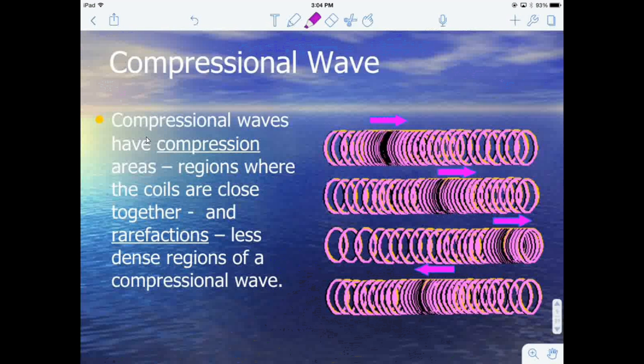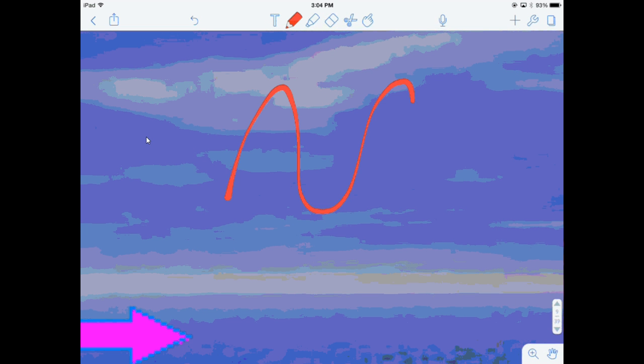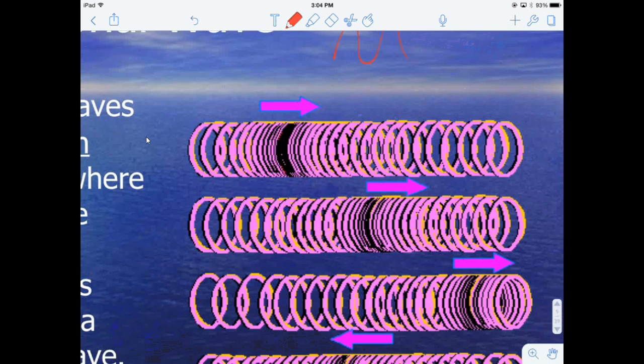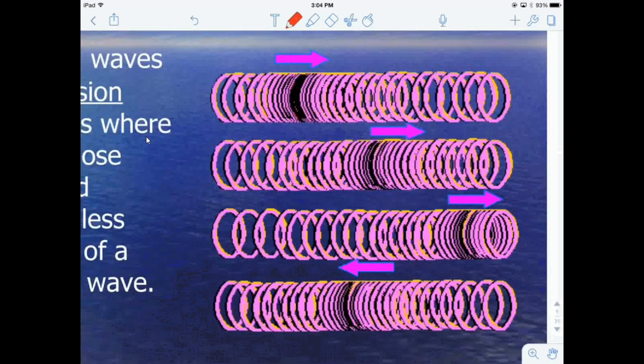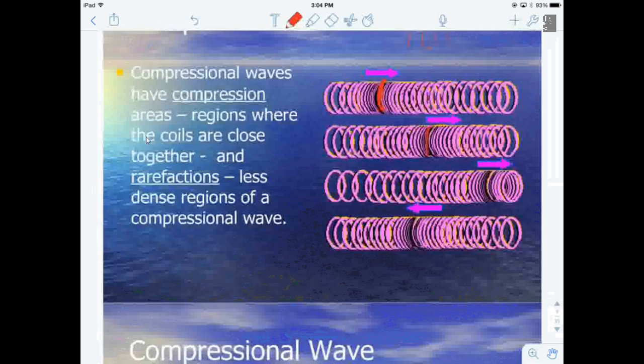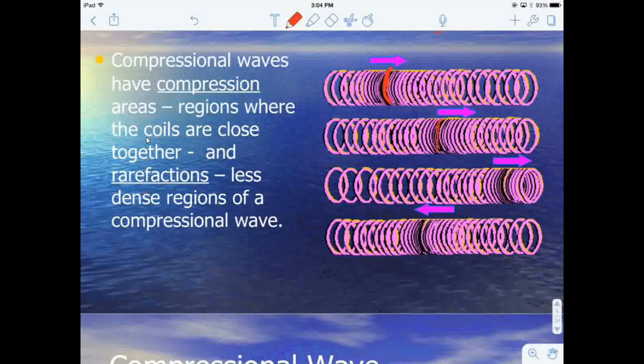Say you look at a wave like this, and the example I gave for wavelength would have been like this, a wavelength from one point to another. Well, you look at this, and that doesn't have a wavelength. What you would do is compare from one compression, where everything's bunched really close together, to another compression. So you'd measure the distance from one compression to another, or from a place where they're spread out, a rarefaction, to another. So that's a compressional wave.